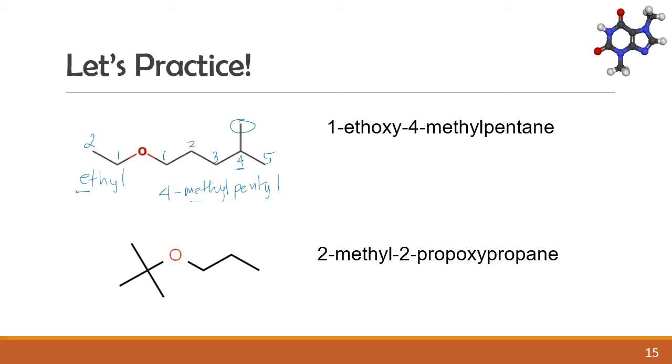Then, to get the full name, we arrange ethyl and methyl alphabetically. Since E comes first before M, we write ethyl, 4-methyl, pentyl, and then attach the word ether. So, the full name of this compound is ethyl 4-methylpentyl ether.